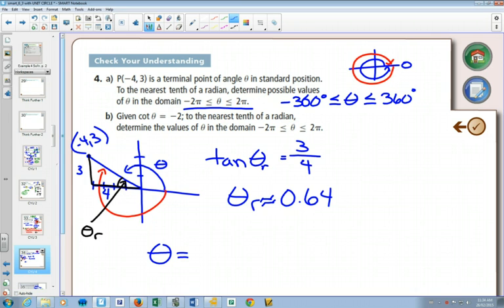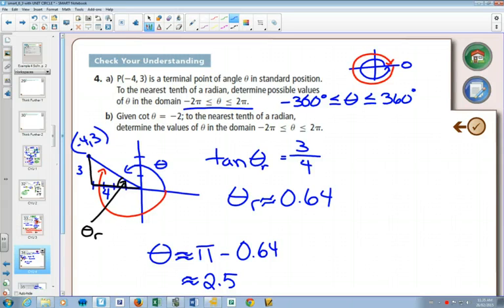So now we do the same idea, but we use radians. Instead of 180, we do pi radians. Instead of 37, minus 0.64. That's the same thing as saying 180 minus 37. Now we're just doing pi minus that, and we get 2.49, which rounded to the nearest tenth would be 2.5.